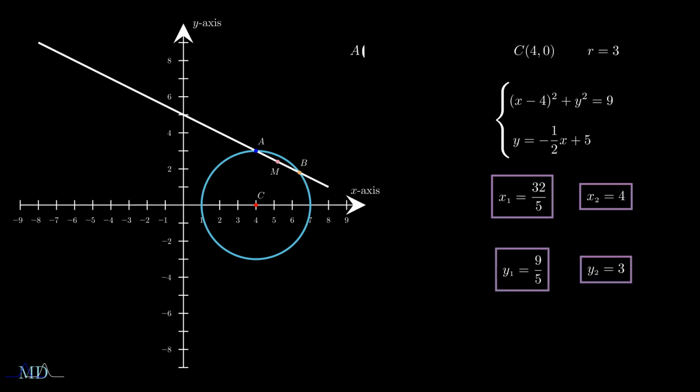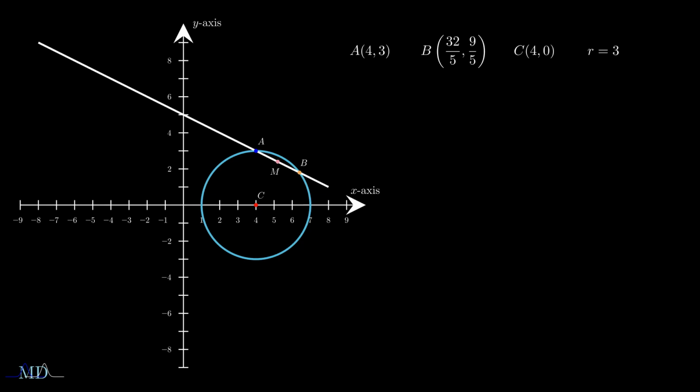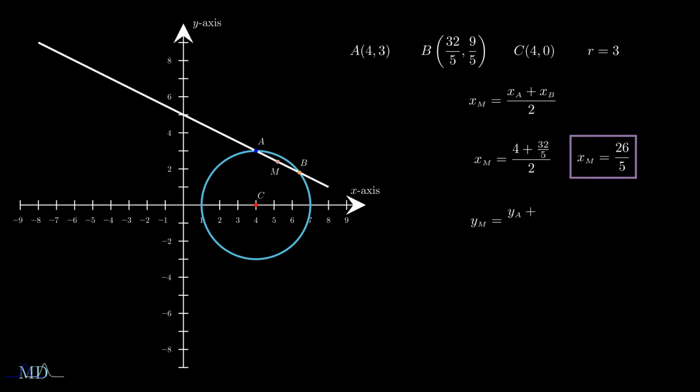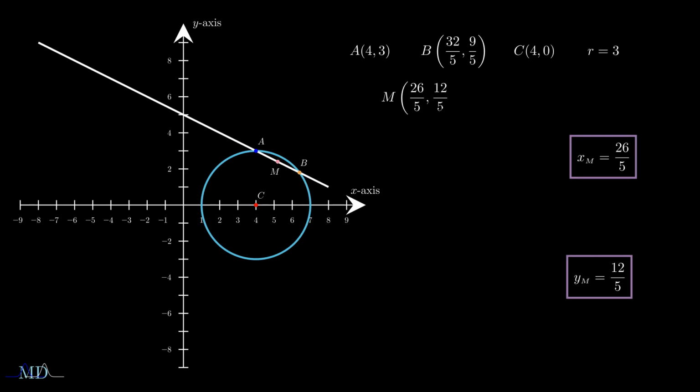We have found the coordinates of A and B, the 2 points of intersection between the line and the circle. Now we calculate the coordinates of the midpoint of the chord AB. The abscissa of the midpoint, xm, is equal to (xa + xb)/2, and it's worth 26/5. The ordinate ym is equal to (ya + yb)/2, and it's worth 12/5. We have finally found the coordinates of the point M.